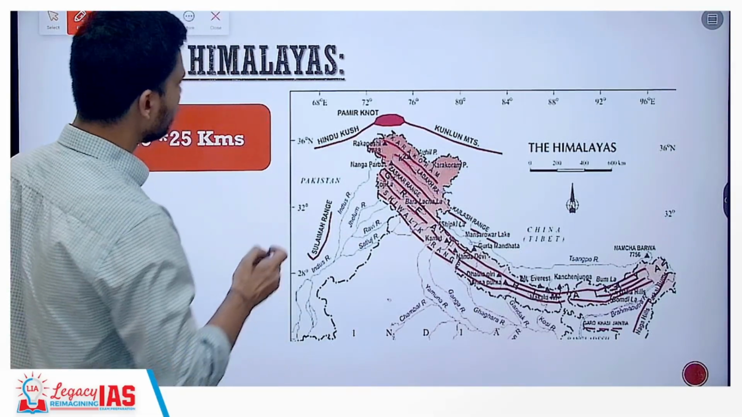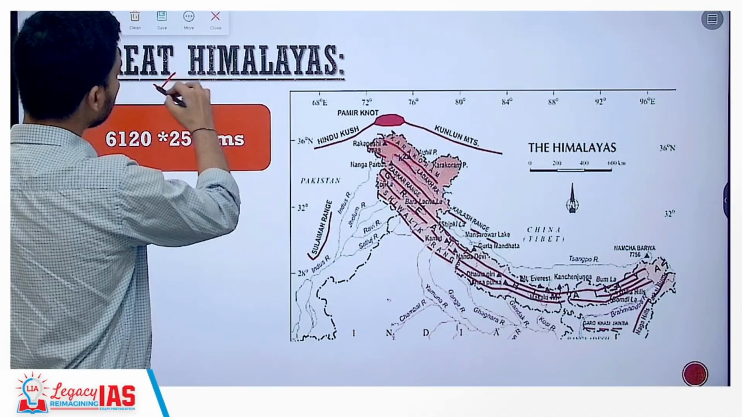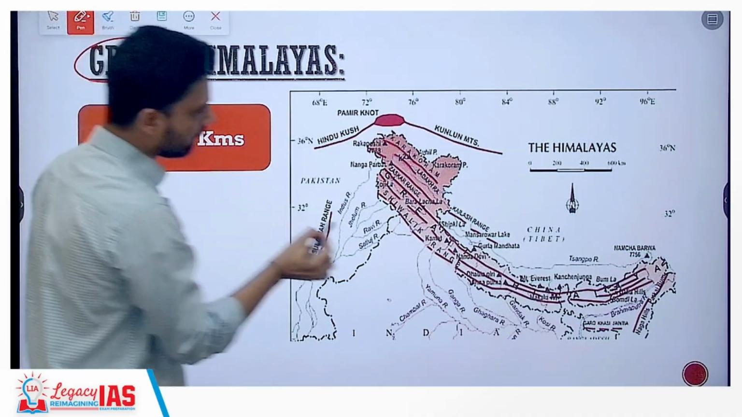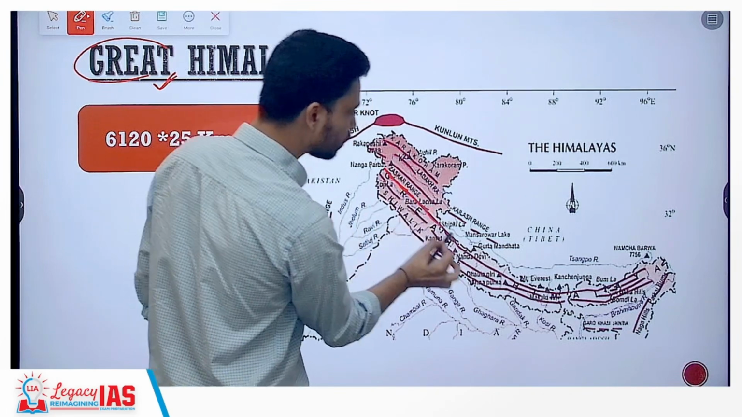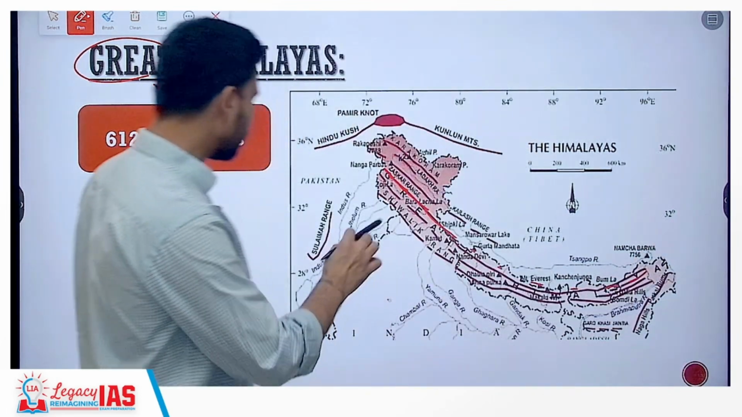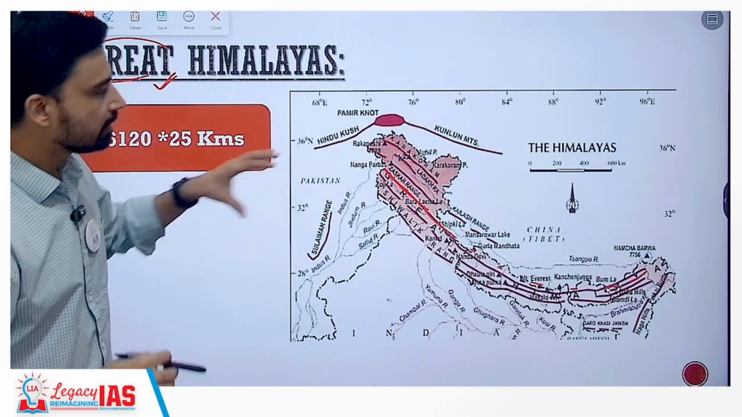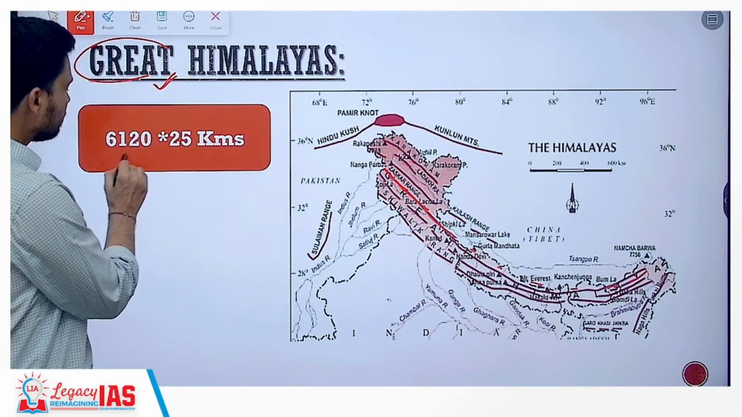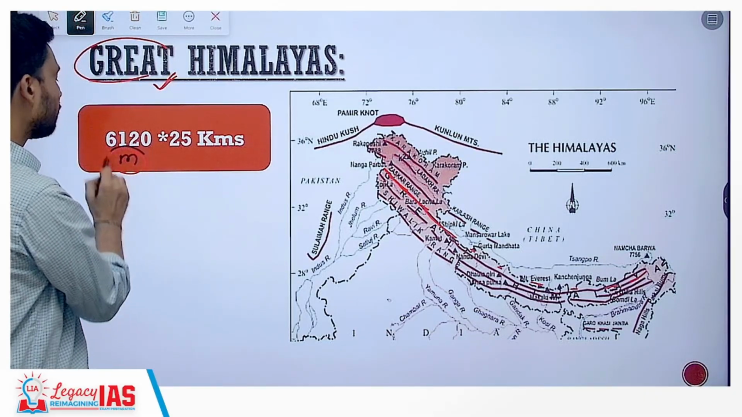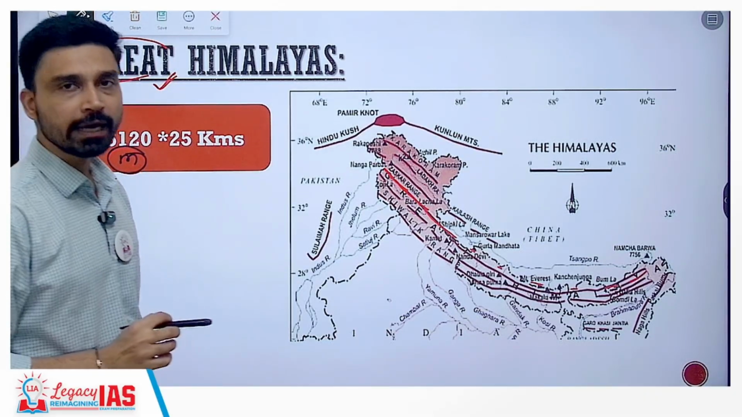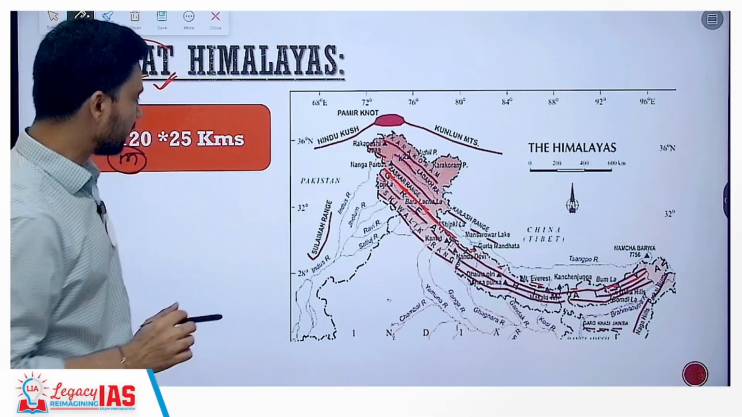From the north, if you start, you have the Great Himalayas, as you can see from this particular map here, all the way from Jammu and Kashmir going to Arunachal Pradesh. Overall, it is the tallest range of the Himalayas, with an average height of 6,120 meters.